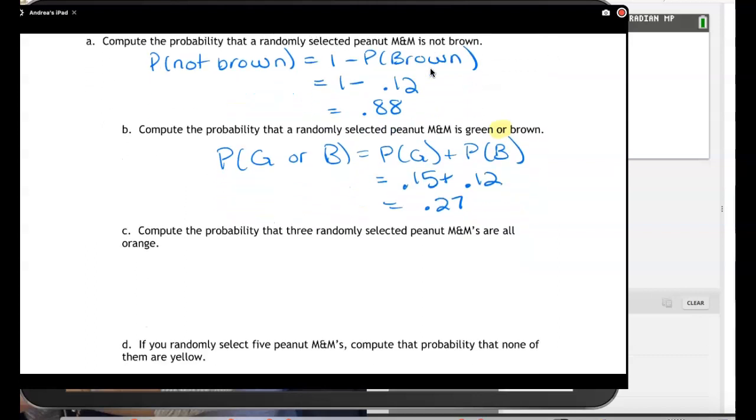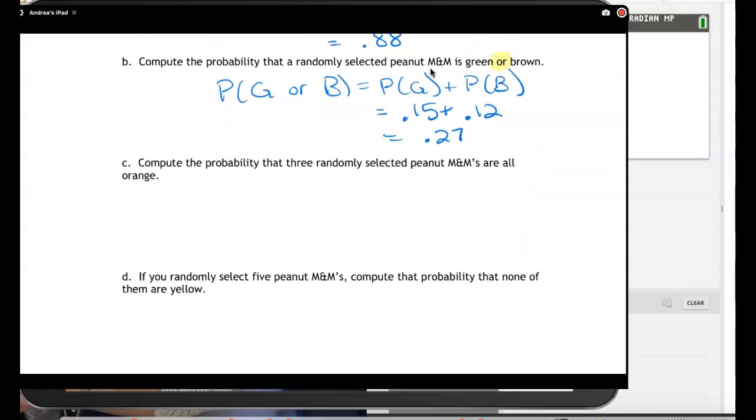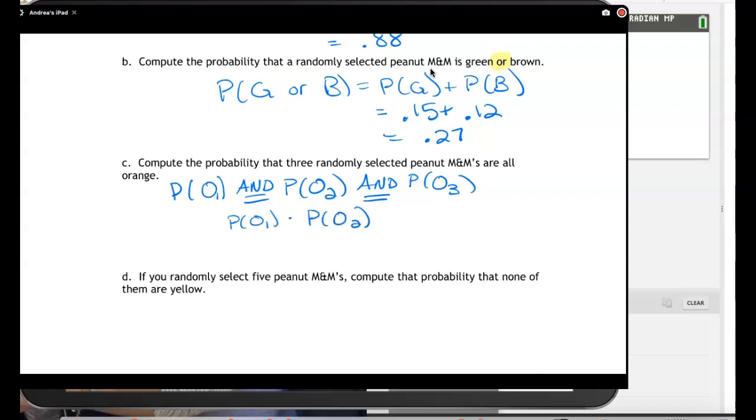Okay? All right, part C here is compute the probability that 3 randomly selected peanut M&Ms are all orange. Well, remember, if we're going to pick 3 out, it means we want the probability that the first one is orange and the probability that the second one is orange and the probability that the third one is orange. Well, all 3 are orange. Remember, the and tells us the multiplication rule. So the probability that the first one is orange times the probability the second one is orange times the probability that the third one is orange.